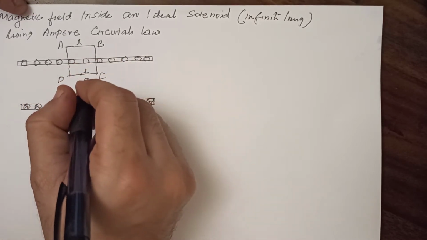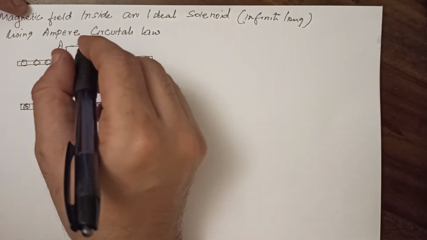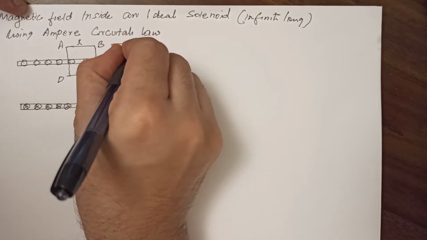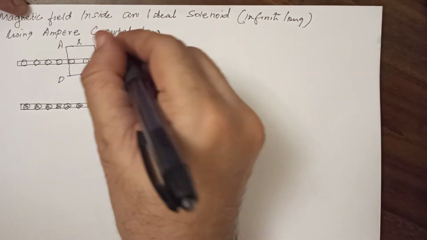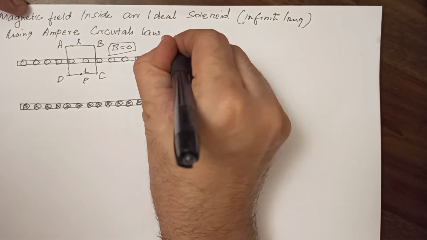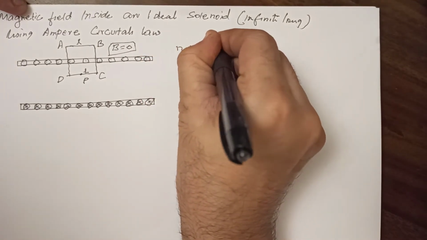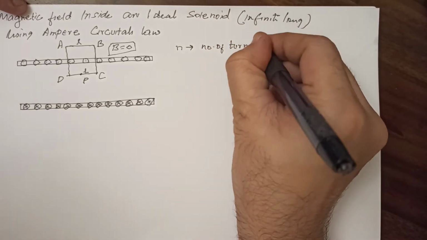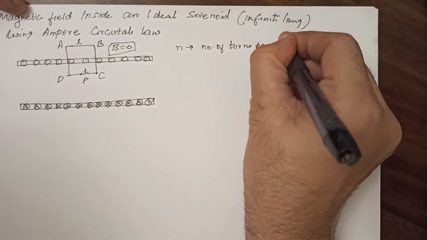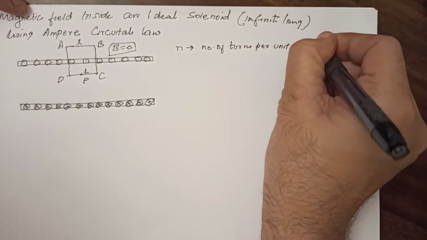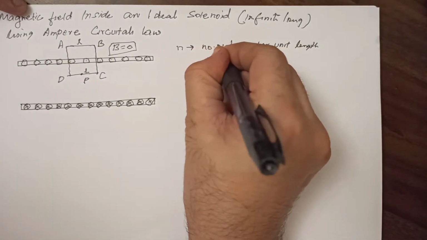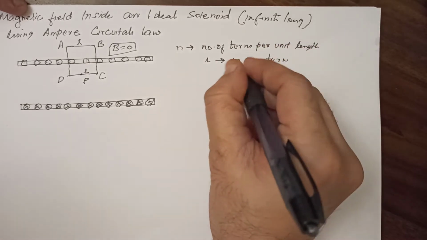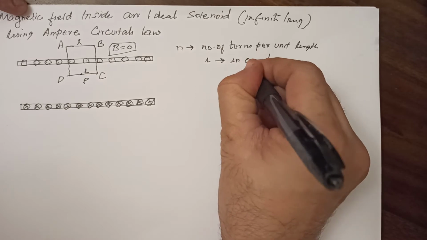Now the first thing to remember is the assumption that outside a solenoid B is always equal to 0. Number two, n is equal to the number of turns per unit length, where I is the current in one turn, or I can say in one ring.